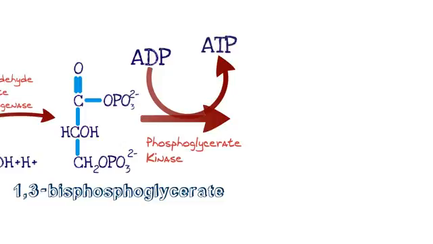Now realize, we're working with one 3-carbon molecule here. We started off with a 6-carbon molecule that got split up into 2 3-carbon molecules. So all the reactions from here on out are in duplicate. So really, for every glucose molecule, at this step, we're producing 2 ATP, okay? So think about that and try to understand that.